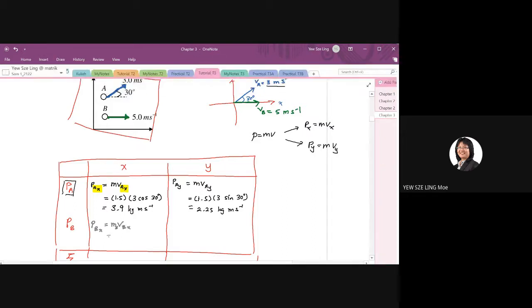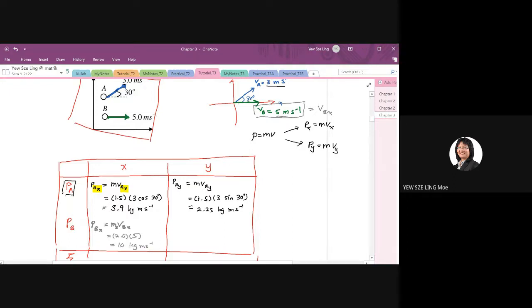So which is then equals to 2 kg times... okay, now this 5 is lying on the x component. Therefore, for PB, it's very simple. Straight away, VBX is equals to 5. Because your BX is lying on the x component, therefore straight away equals to your VBX. So 10 kg ms negative 1.